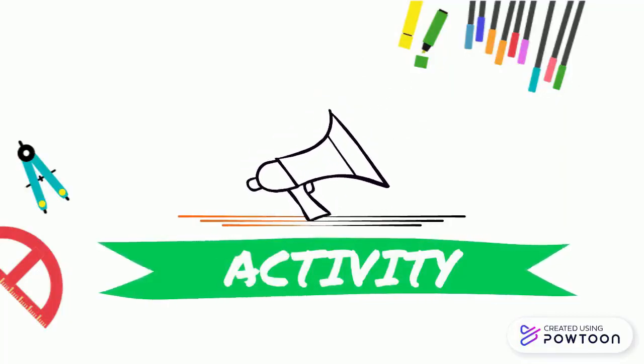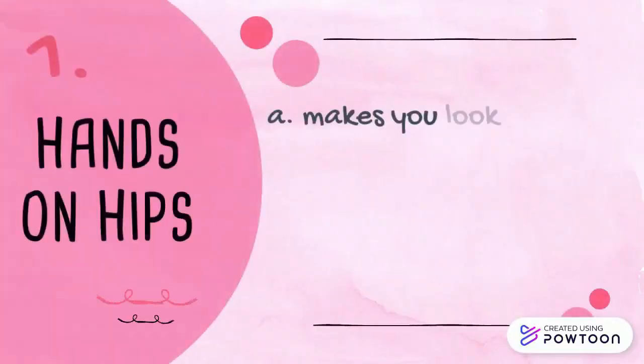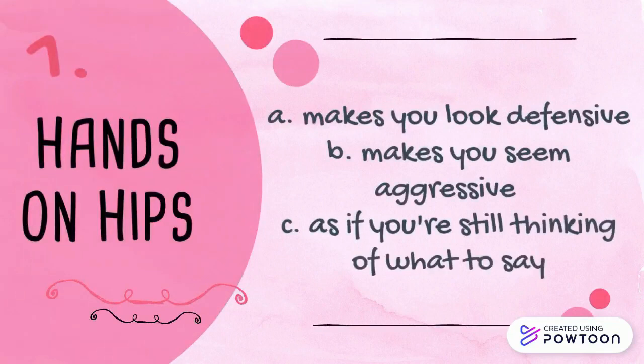Let's now have an activity. Choose the correct letter of the correct meaning of the following postures or bodily gestures. 1. Putting your hands on hips. Is it A, makes you look defensive? B, makes you seem aggressive? Or C, it's as if you're still thinking of what to say?